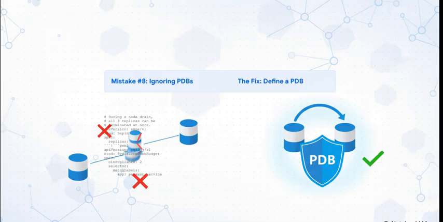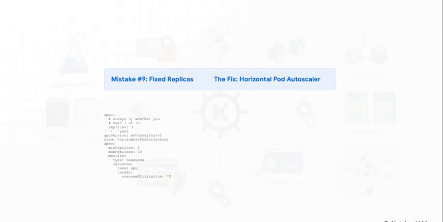So, what happens during routine maintenance, like a node upgrade? Well, without any protection, Kubernetes might decide to kill all replicas of your critical service at the same time. This is what we call self-inflicted downtime. A pod disruption budget, or PDB, is your safety net. It's a simple rule you give the cluster that says, hey, no matter what you're doing, always keep at least 2 of these pods running. It's a lifesaver.